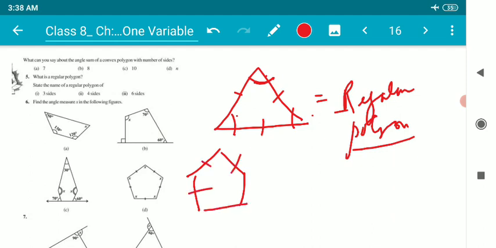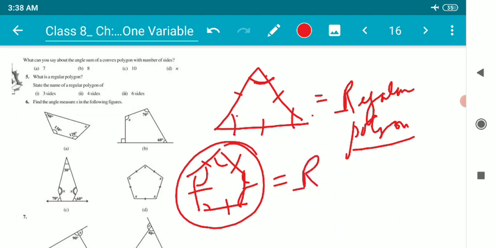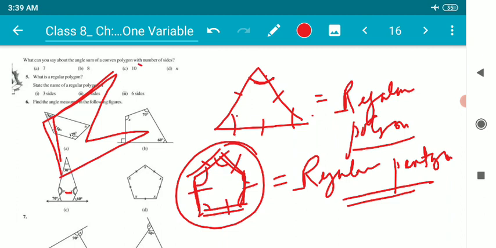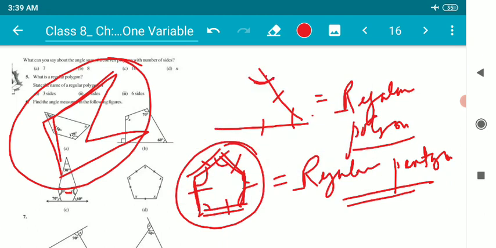Suppose children, I drew one pentagon. Suppose all 5 sides are the same, and all 5 interior angles are also measuring the same. So this is called a regular pentagon. Regular means all the sides and all the angles are measuring the same. Irregular figures can be of any measures, like, suppose I'm drawing a pentagon 1, 2, 3, 4, 5. It's an irregular polygon or irregular pentagon. Okay children, I believe it's clear to everybody what is a regular and what is an irregular figure.